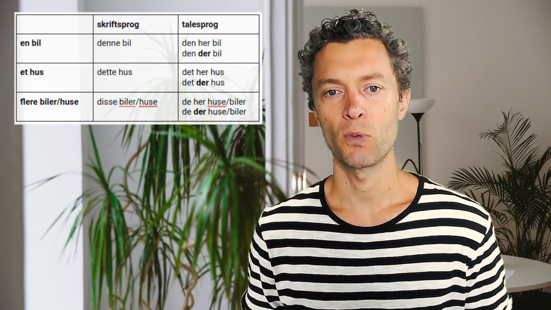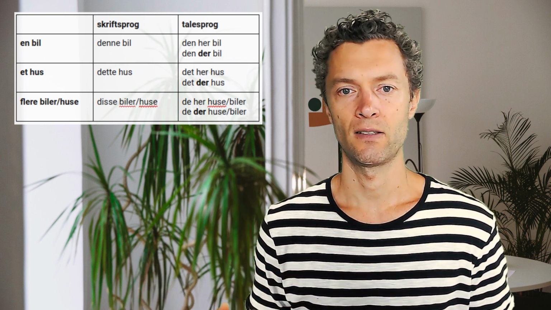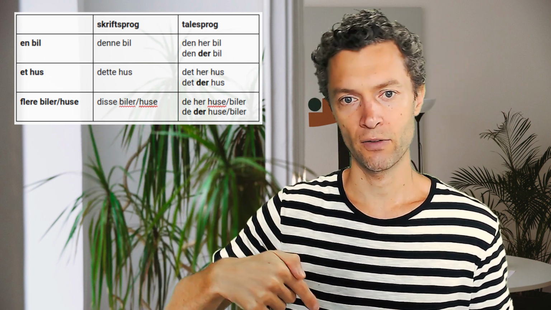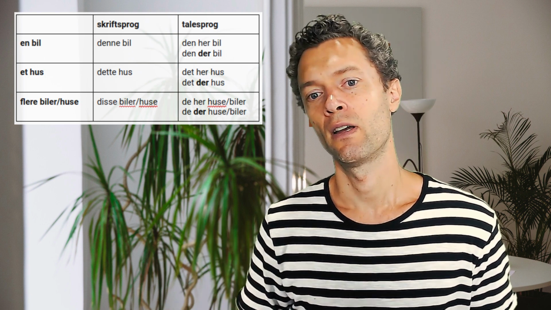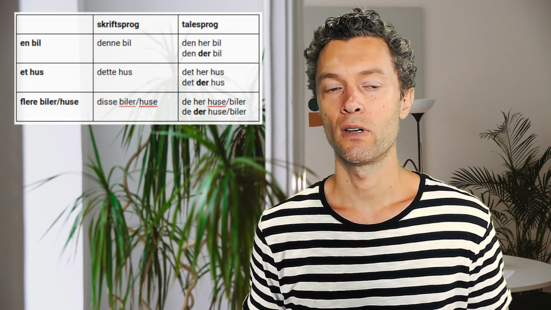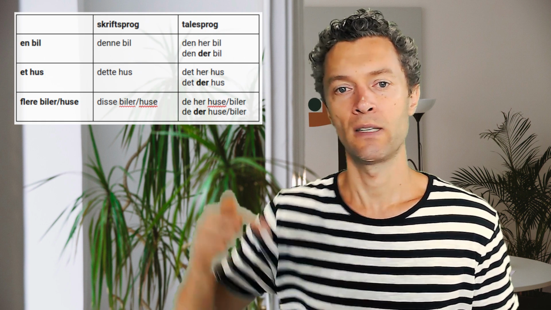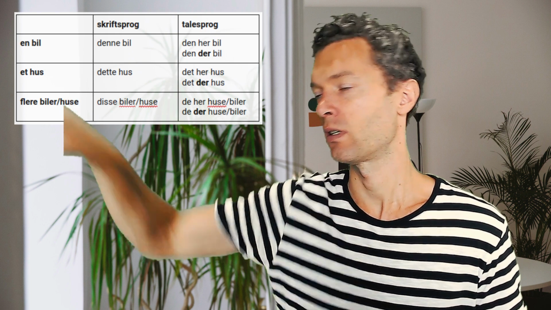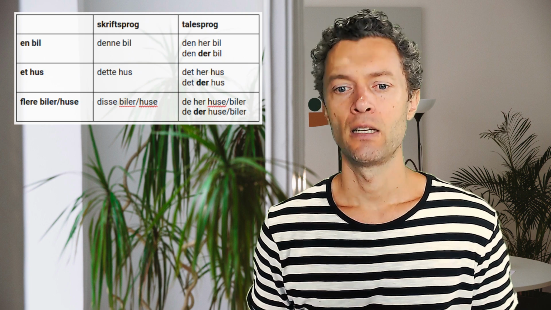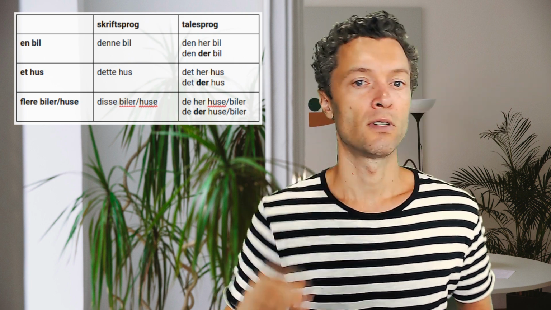But normally in the spoken language, we would do like this. We would take the definite article, which for words with en is den, and we would add her or der. Der for there, her for here. So den her bil is this car. Den der bil is that car. For the words with et, we would add the definite article for these words, which is det. We would say det her hus, det der hus. And for the plural, we would take the definite article de. De her huse, de her biler, de der biler, de der huse.